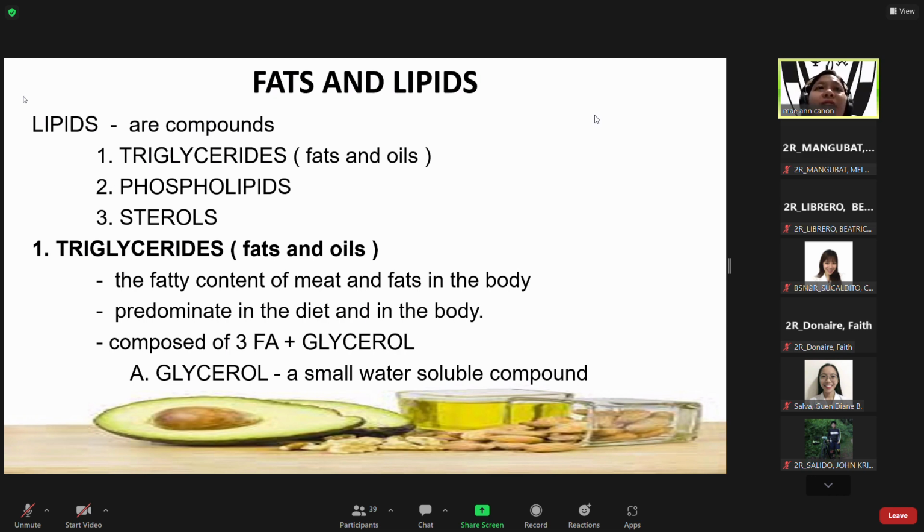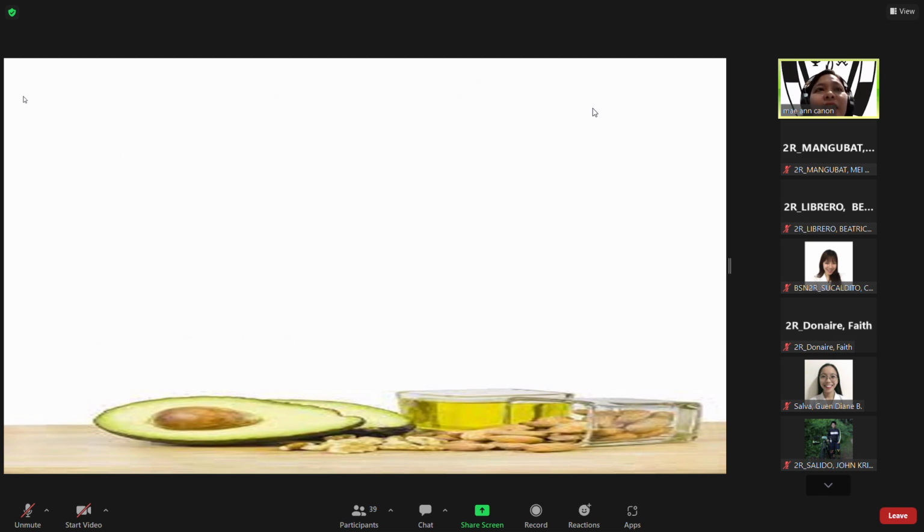So, si lipids, they are compounds that are categorized with the following: si triglycerides, si phospholipids, at saka si sterol. So, si triglycerides, nabuo si triglyceride with the 3 fatty acids at saka si glycerol. Si glycerol naman, they are water soluble. Ma-dissolve sila sa water compound. Okay. So, since 3 fatty acid at saka glycerol si triglyceride.